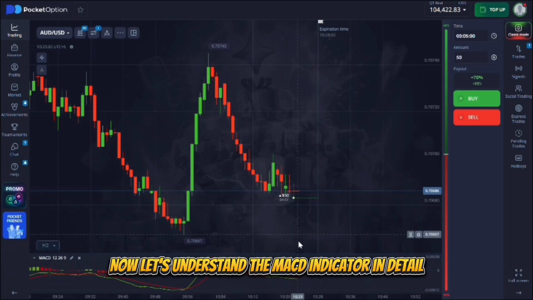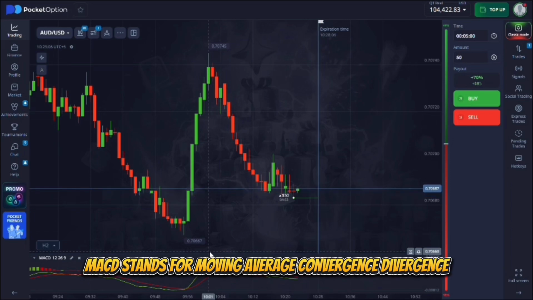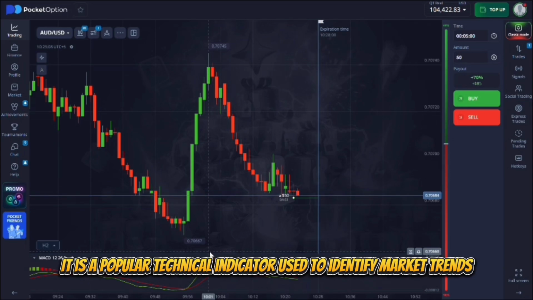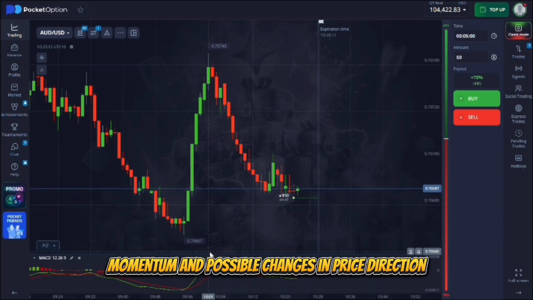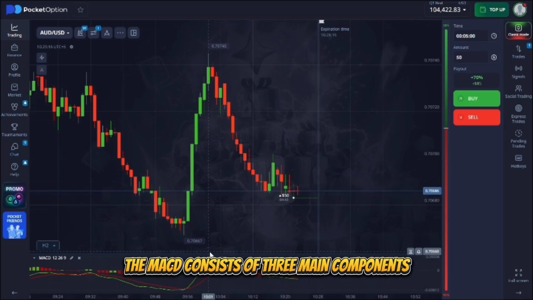Now let's understand the MACD indicator in detail. MACD stands for Moving Average Convergence Divergence. It is a popular technical indicator used to identify market trends, momentum, and possible changes in price direction. The MACD consists of 3 main components.